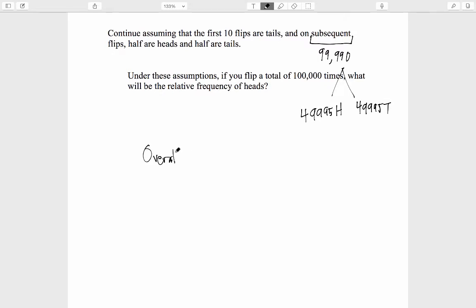That means that overall, 49,995 out of 100,000 equals the relative frequency of heads. And because we're dividing by a power of 10, we can compute this easily without a calculator. The relative frequency here of heads equals 0.4995. Now that is very close to 0.5.